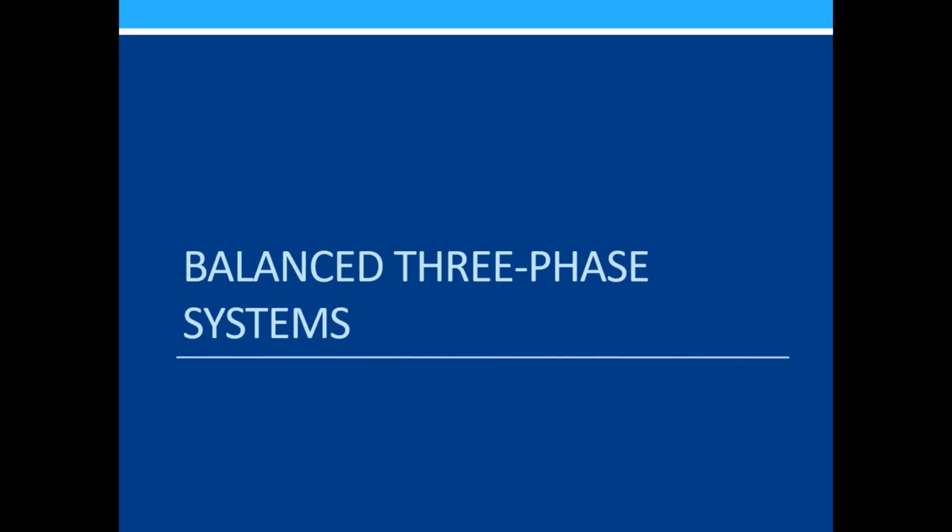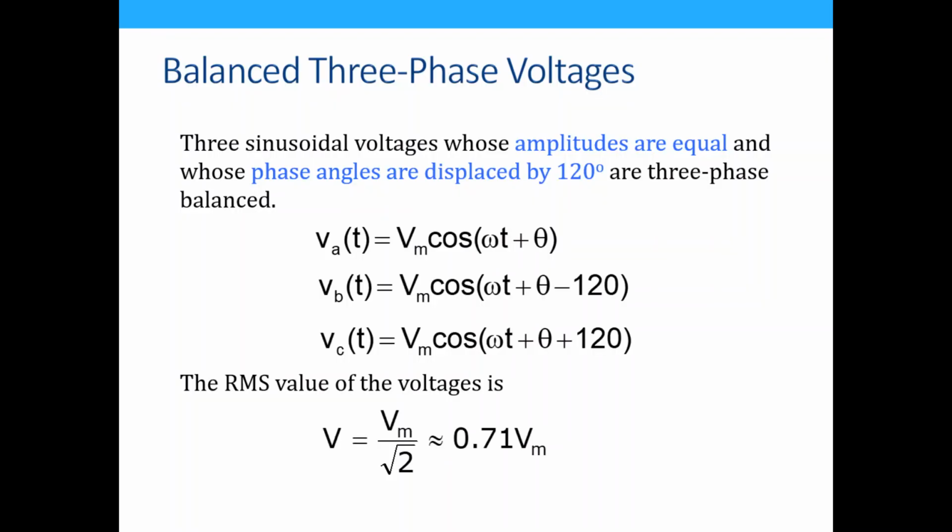Let's go to the technical part of balanced three-phase systems. We have three voltages that are going out of each line. Okay? The three voltages are 120 degrees apart from each other. Okay? So as you can see, we have three phases: phase A, phase B, and phase C.